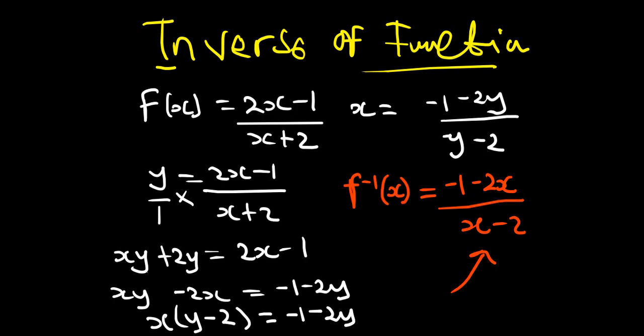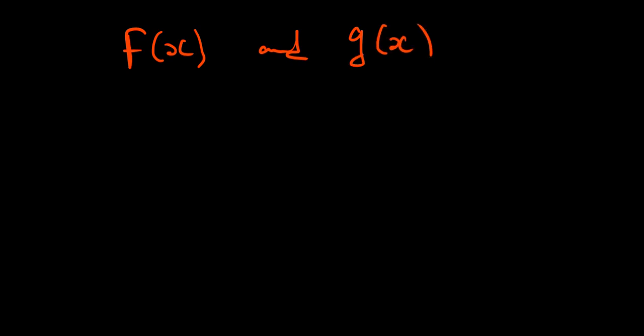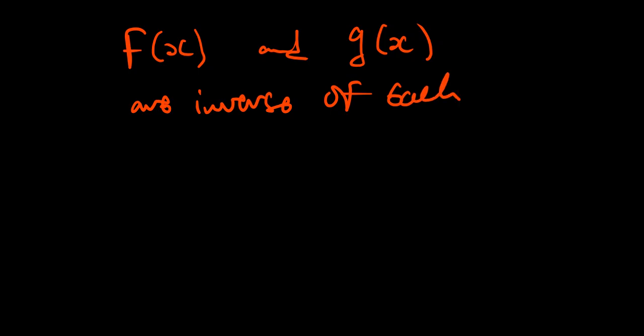So if two functions, let's say f of x and g of x, are inverses of each other, then their composite function will always be equal to x.